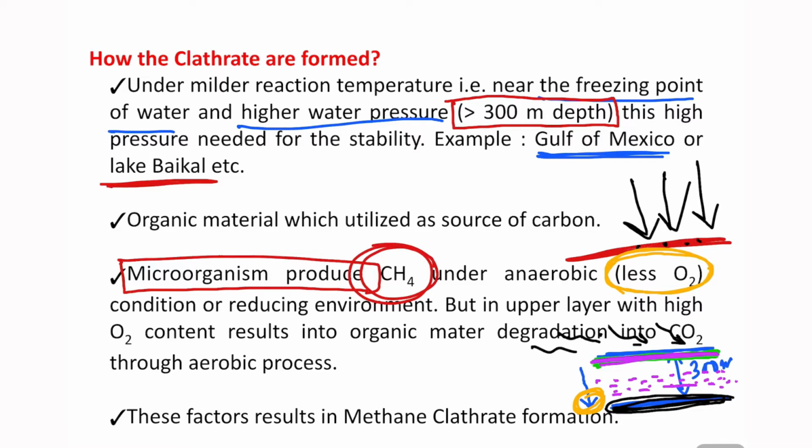And whenever this methane is produced at low temperature, near about the freezing point of water, and this much pressure, it is trapped inside the ice crystal and remains for a longer time. This is actually a result of an anaerobic process, and in this way these methane clathrates are formed. This material you can consider as a source of carbon, which could be utilized mainly as a fuel.